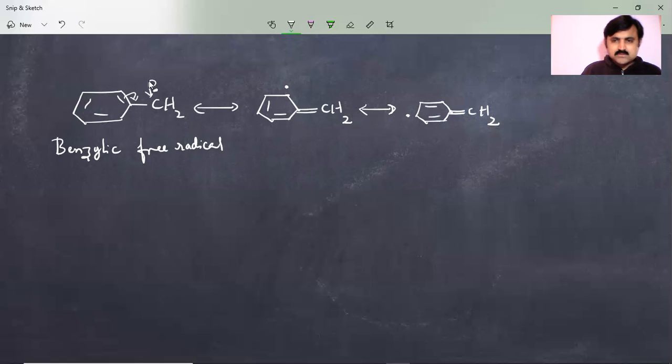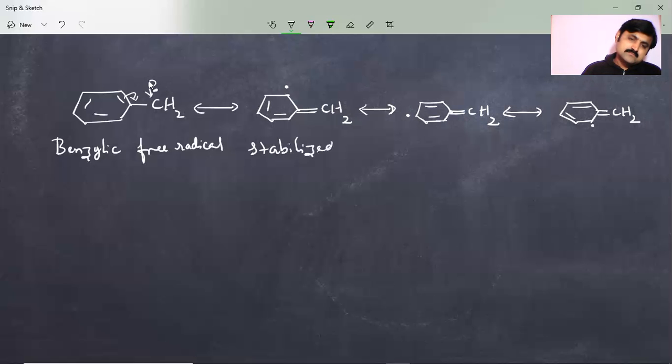So this is the structure. Another way we can write it is that the radical will come very close to this CH2, like this. At that time, we'll have a double bond here. So these are the benzyl radicals. Benzyl radicals, we have shown, are free radicals stabilized via resonance.